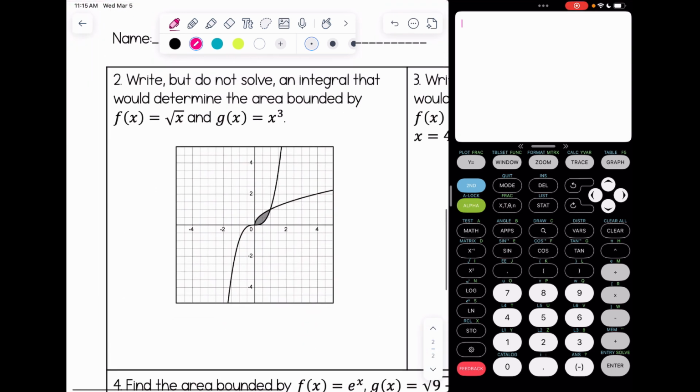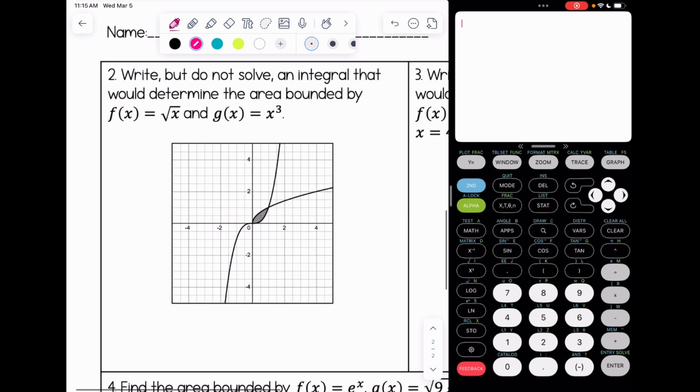All right, let's take a look at number 2. It says, write but do not solve an integral that would determine the area bounded by f of x equals square root of x and g of x equals x cubed. So let's talk about which function is which. I'm going to highlight f of x in pink, and I'm going to highlight g of x in blue.